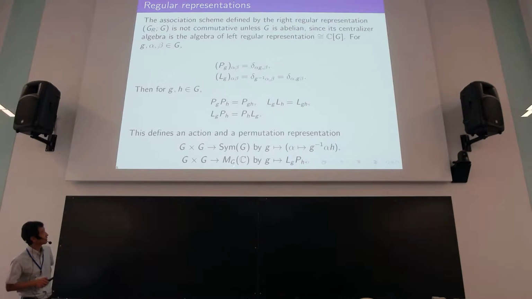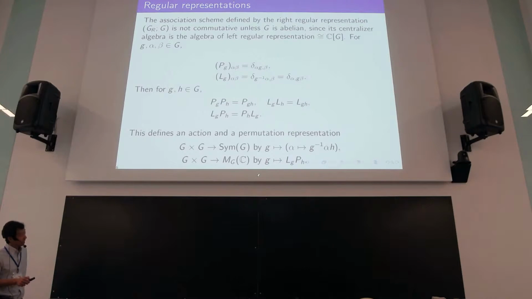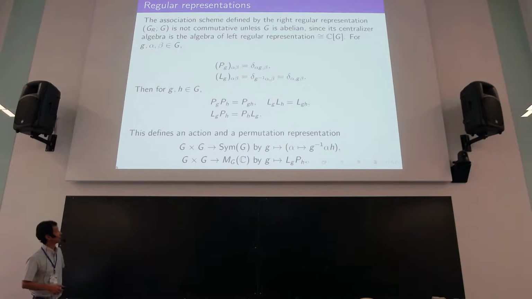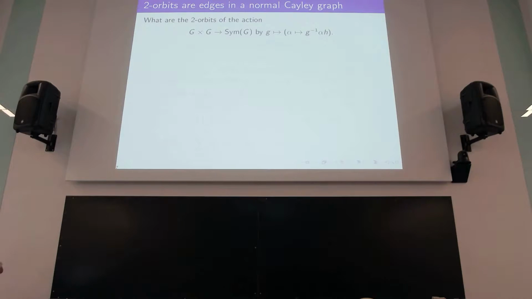This is a matrix in the general linear group which is indexed by the group elements of G. It doesn't matter which order I write: L_g P_h is the same as P_h L_g. So this is the action of G times G on G itself. So what are the two orbits of this action?